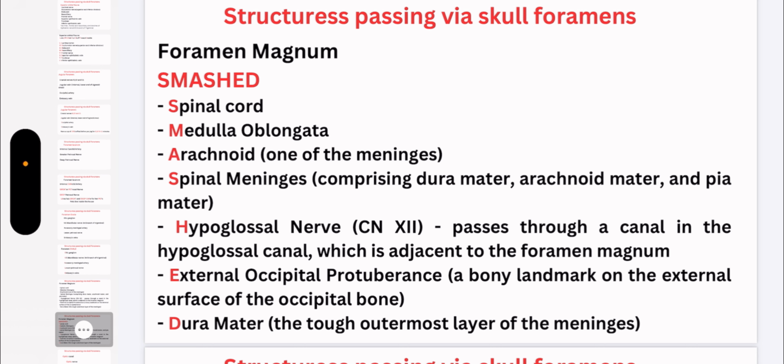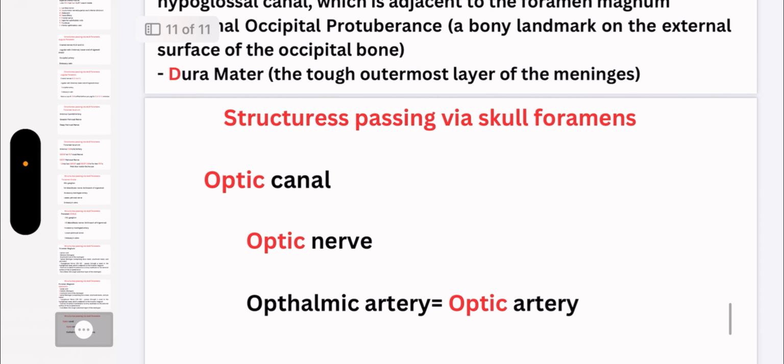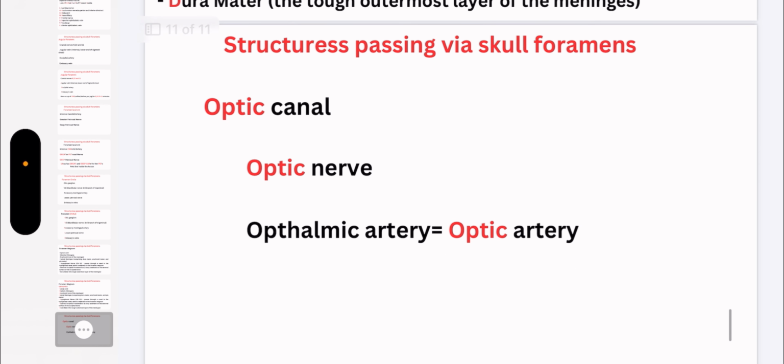External occipital protuberance is a bony landmark. It's not a structure passing via the foramen magnum. I mentioned it to make the mnemonic logical. And lastly, dura mater. A last structure is the optic canal, which I just included for the sake of completion. Optic canal, two important structures passing via it, optic nerve and ophthalmic artery, which we can call optic artery.